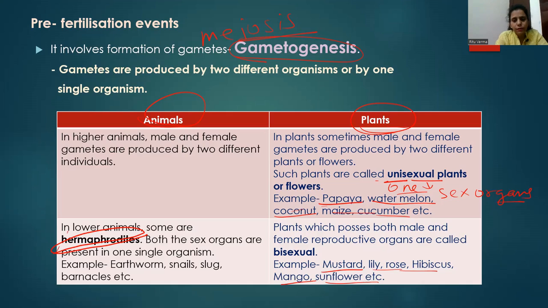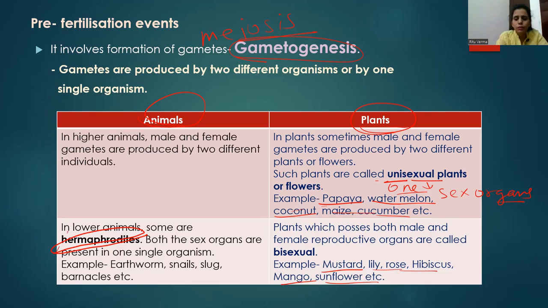Everybody must have noticed this hibiscus flower, China rose, in your surroundings. This is the most commonly available plant, and this plant produces flowers throughout the year. Inside this flower, both male and female reproductive structures are present. So this is a bisexual flower.